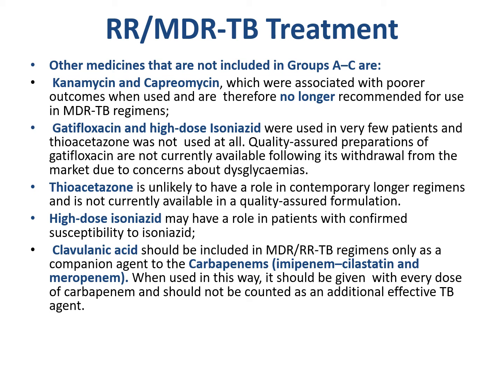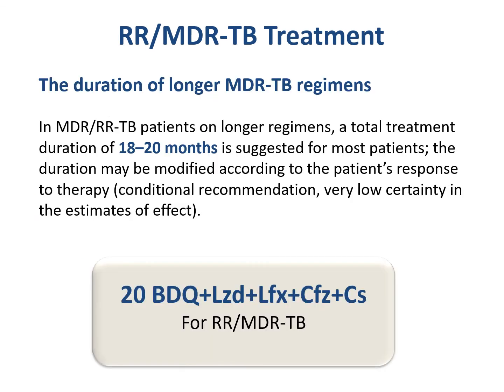Clavulanic acid should be included in MDR-TB regimens only as a companion agent to the carbapenems, imipenem-cilastatin and meropenem. When used in this way, it should be given with every dose of carbapenem and it should not be counted as an additional effective TB agent.